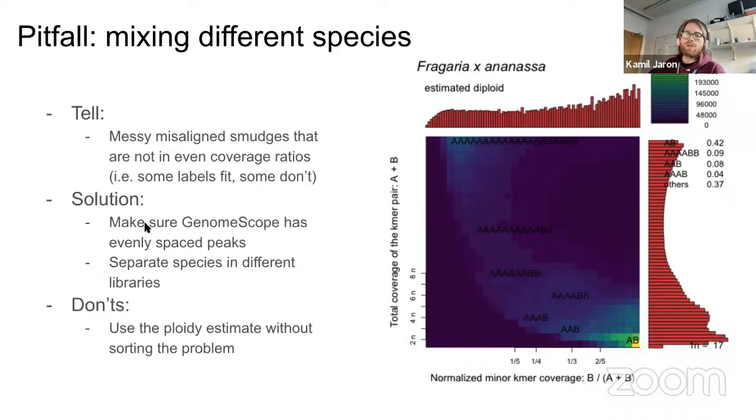And so the solution there is, again, look at GenomeScope, that it has the same number of evenly spaced peaks, and separate your libraries. The don't is exactly the same as last time. Just don't read this label and say, oh, it's a diploid.